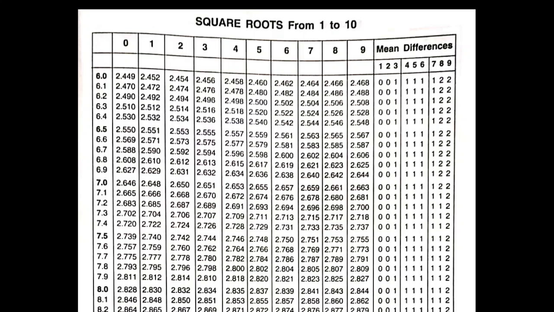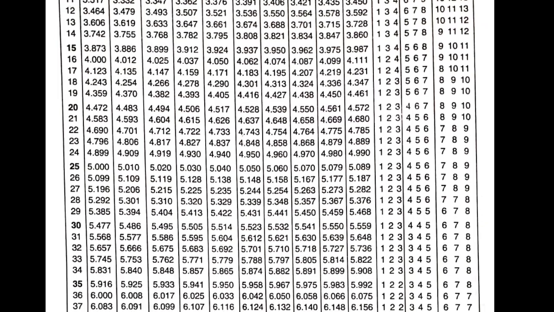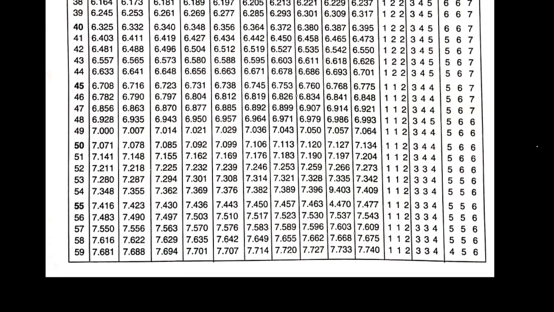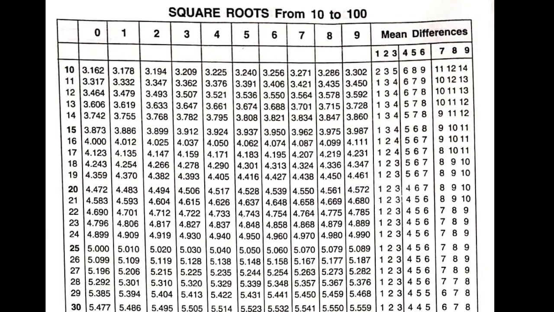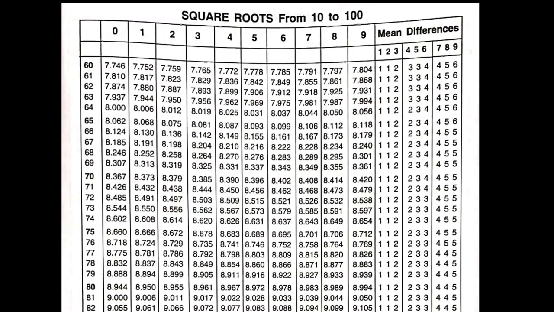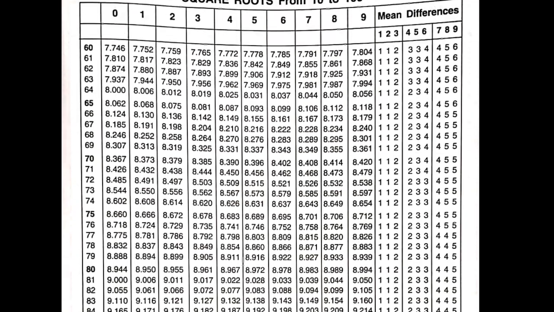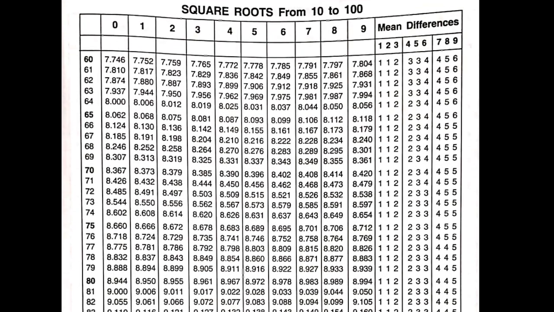The pages after that have the square roots from 10 to 100. The next page has the square roots from 10 up till the square root of 59, and on the page after that, we've got square roots from 60 all the way up to 99. So we'll take a few examples and discuss how to find the square roots using these tables.